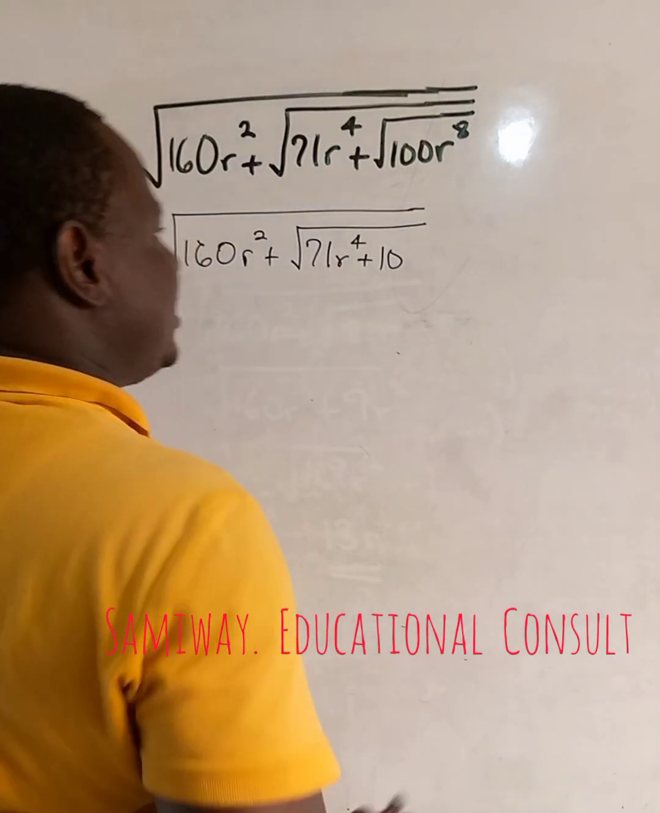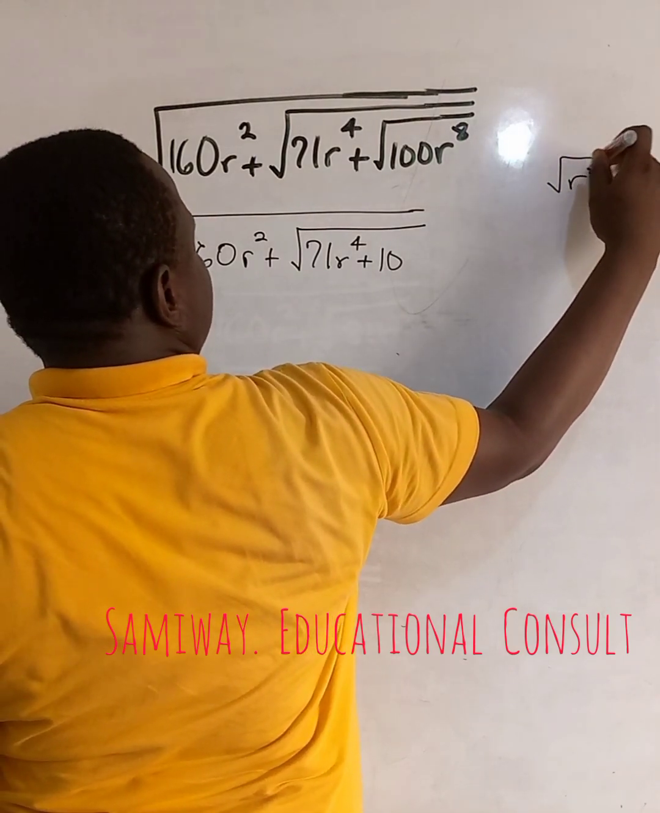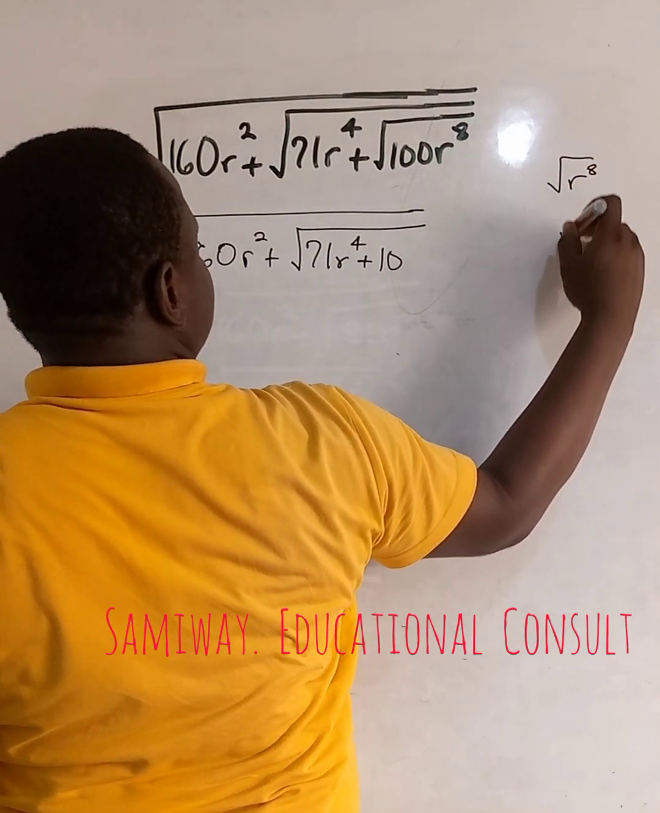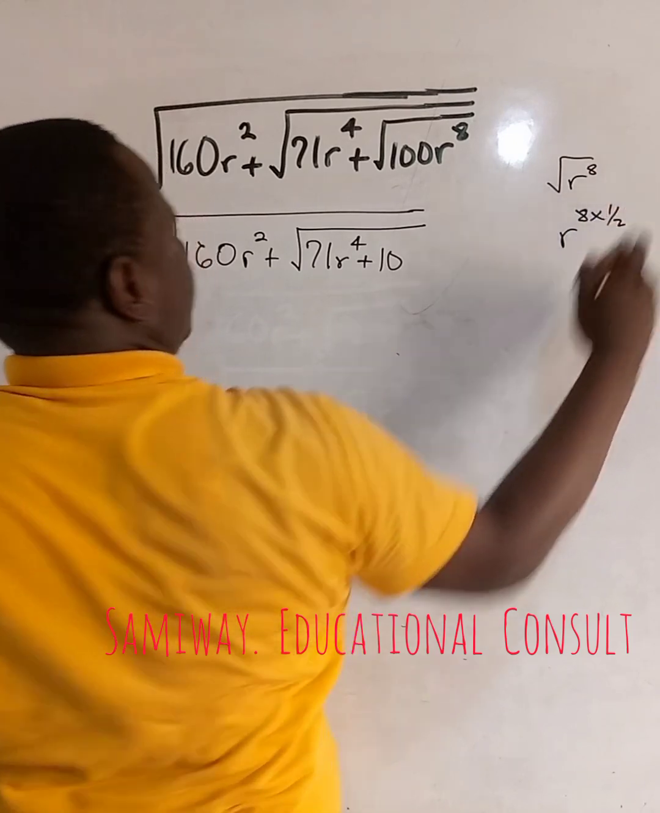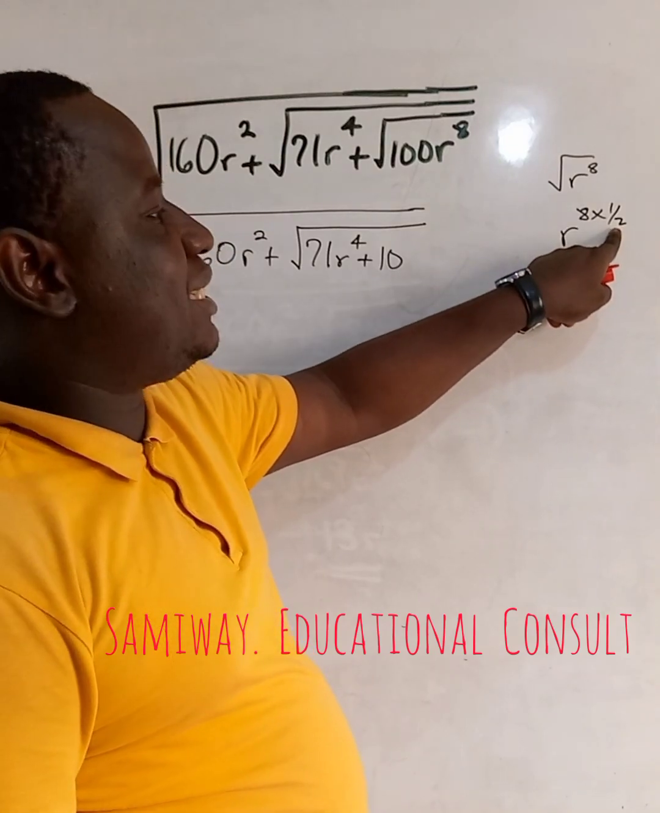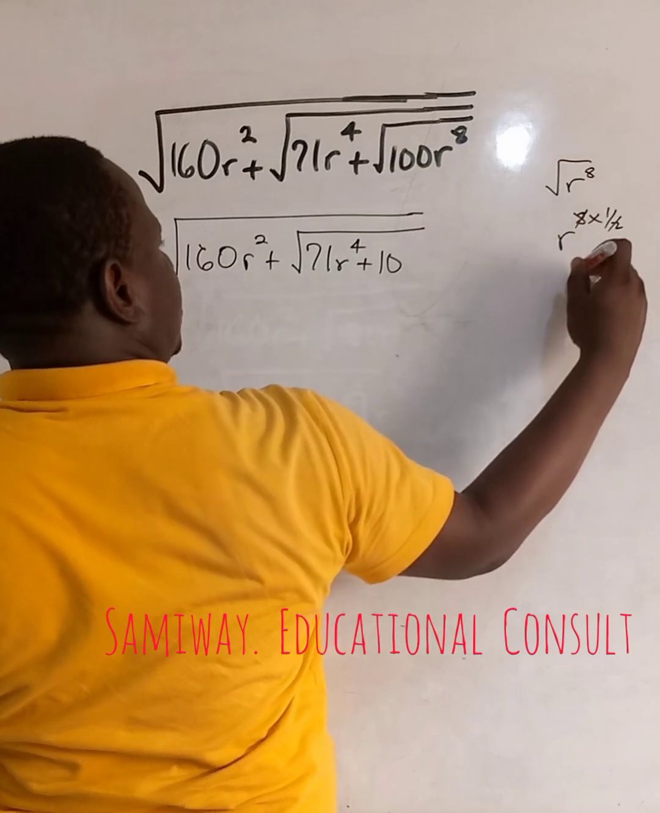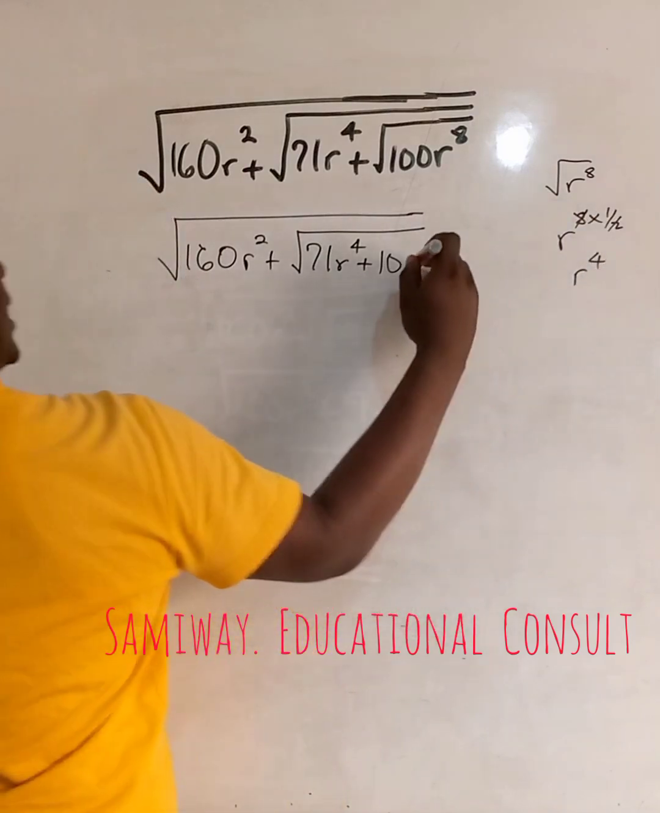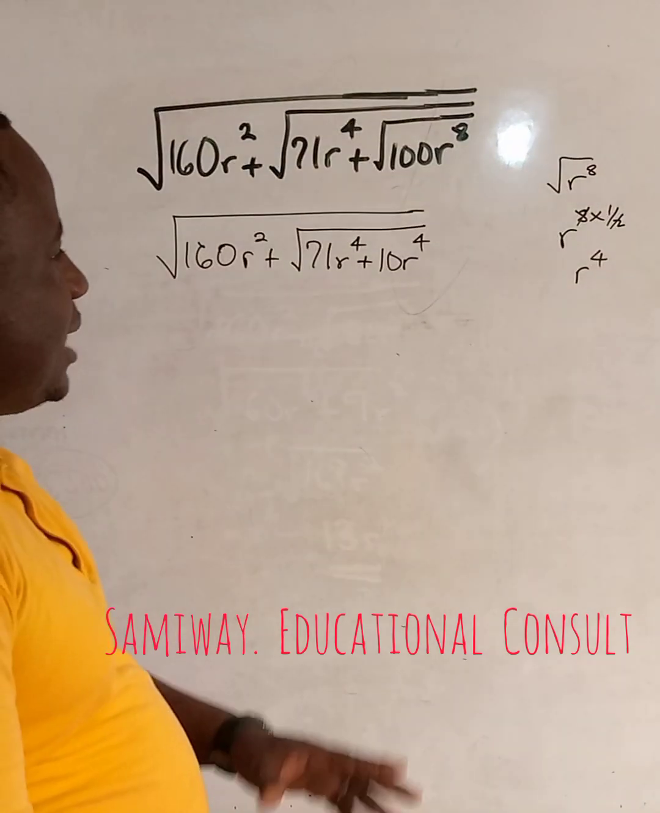by the law of indices, root r power 8 can also be written as what? R power 8 multiplied by half. Why? Because the root in power form can be written as 1/2. Then half of 8 is what? 4. So that is why this will now be what? R raised to power of what? 4.